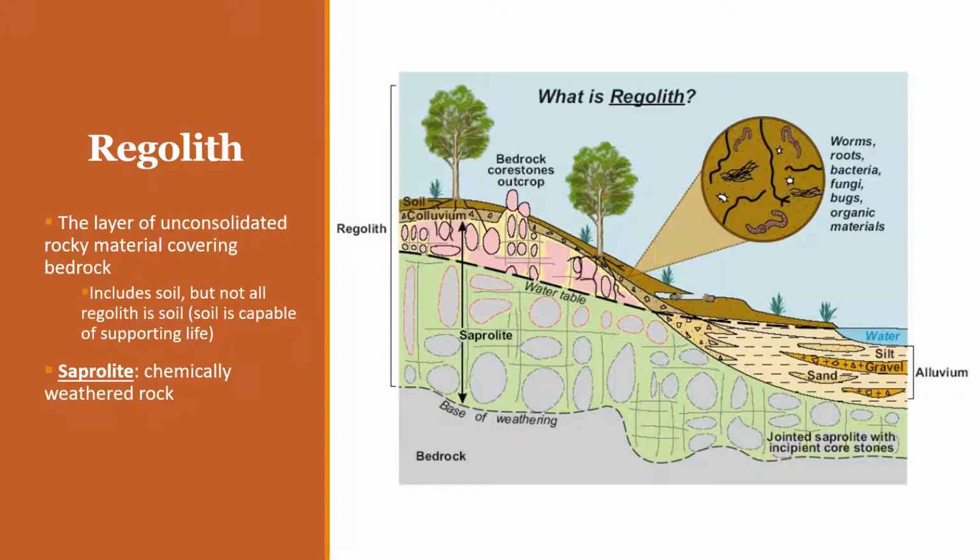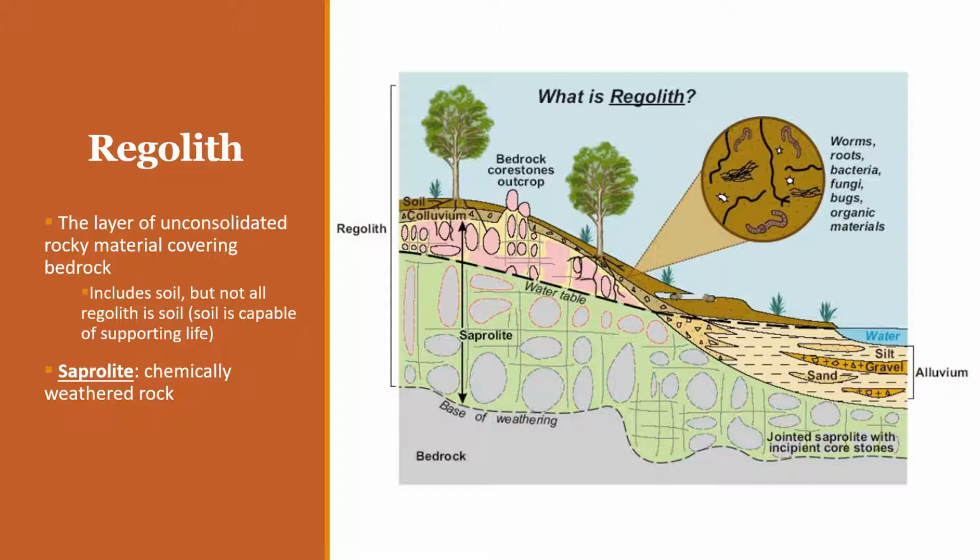We spoke about regolith in one of our introductory lectures, but to reiterate, regolith is a layer of unconsolidated rocky material covering bedrock. It includes soil, but not all regolith is soil. The distinction is that soil is capable of supporting life. The term saprolite refers to rock that has been chemically weathered. It's not quite soil yet, it's not supporting life, so it's a type of regolith, but it's distinguishing itself from mechanically produced regolith.